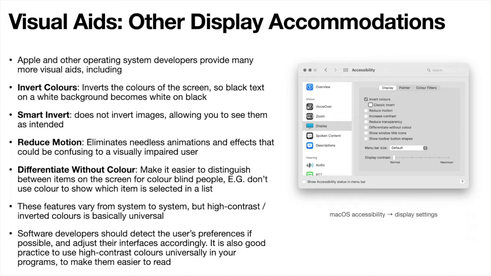Many operating systems and apps provide a reduce motion setting, so you can get rid of needless animations that may confuse a partially sighted user and get in the way. Reduce motion usually turns those sliding animations and things like that into fades. And of course, some people are colorblind, so a lot of operating systems and applications provide a differentiate without color setting, as it's called in macOS, which means that color is not used to distinguish between different items on the screen. Instead, maybe the foreground and background will be inverted, or some higher contrast, easier to understand color scheme will be used.